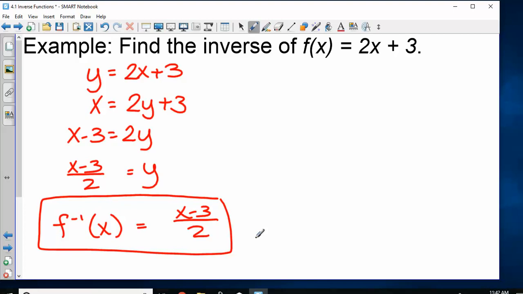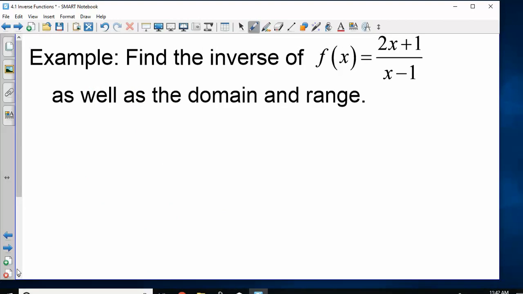I'm going to do another one with you, and then I'm going to do this one. You could write 1/2 x minus 3/2, or 1/2 parenthesis x minus 3. Any of those would be fine. Anything else? Let's do this one.